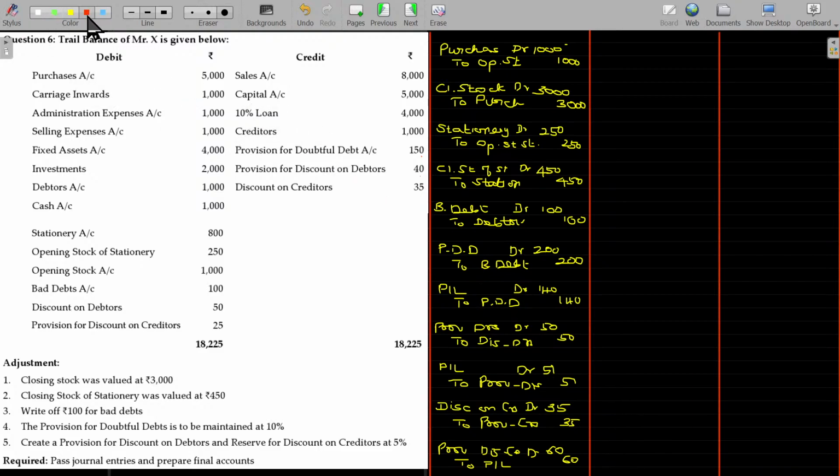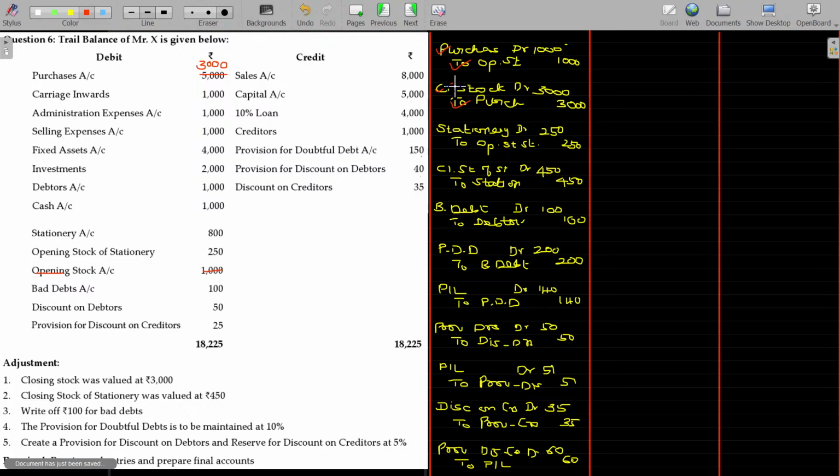One after one. Purchases debit, purchases credit. Debit means you have to add with the purchases, credit should be subtracted. Already we have purchases of rupees 5,000. With that, because of opening stock, 1,000 is added, 3,000 is subtracted. Now the adjusted purchases should be 3,000. Opening stock 1,000 rupees in credit. Already opening stock is given in the debit, gets eliminated. We don't have the opening stock.